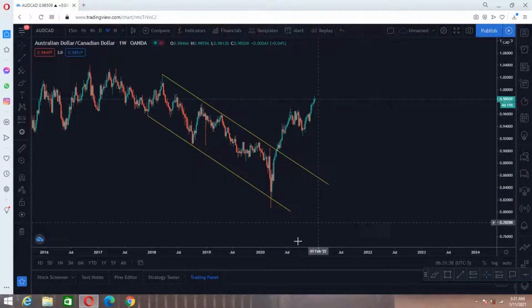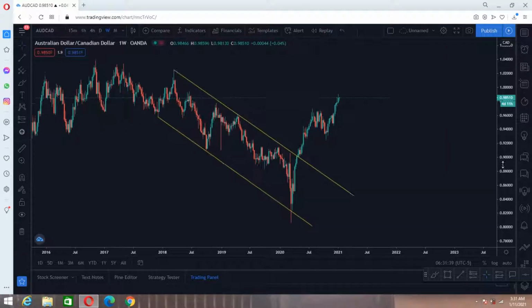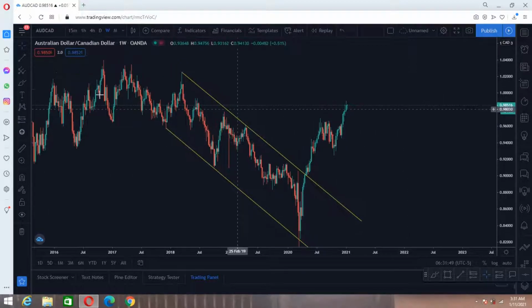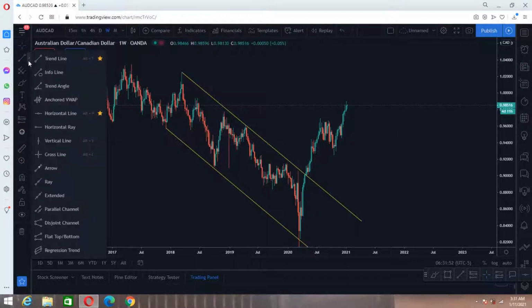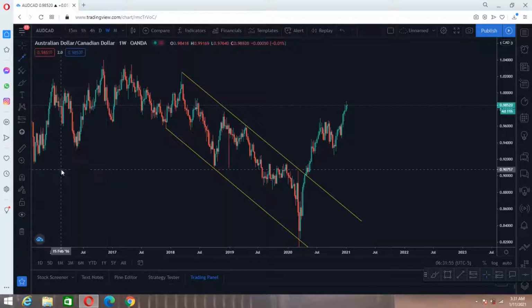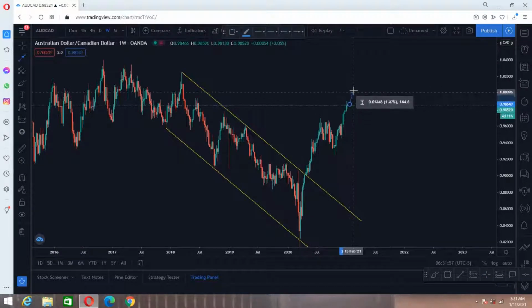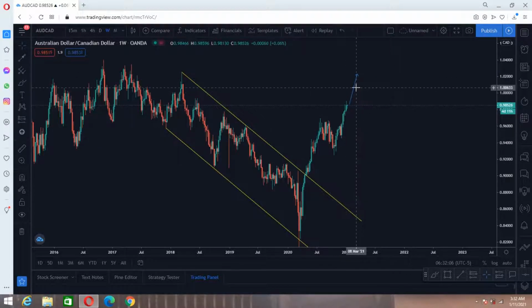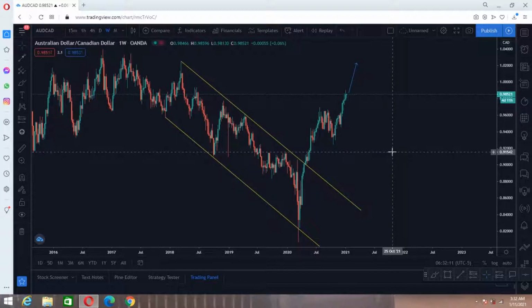So it's beautiful. As you can see here, this here was our first, our second, our third touch. Then it broke to the upside. This is the target I was telling you about. So since last year I was eating on this pair. So obviously our target is gonna be somewhere here. So what we're looking for now on AUD CAD is that we're looking for buy opportunities.